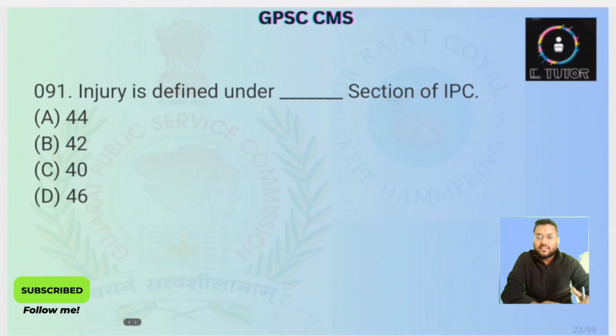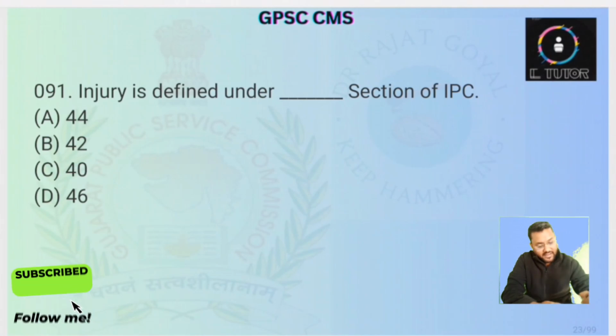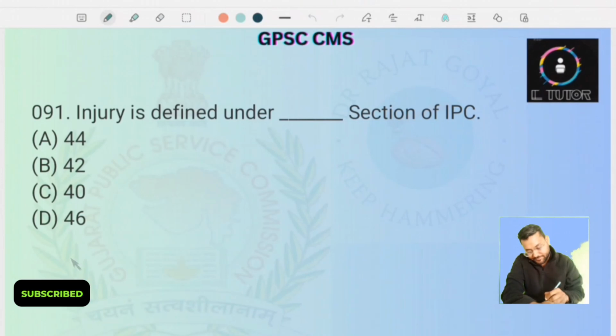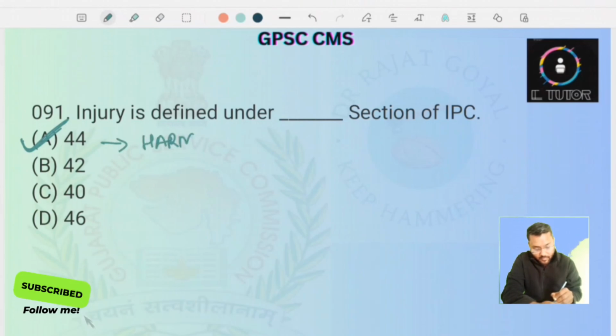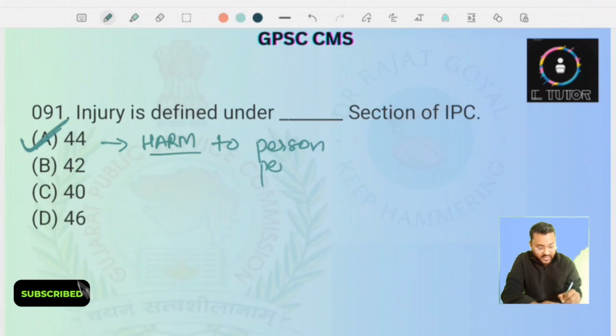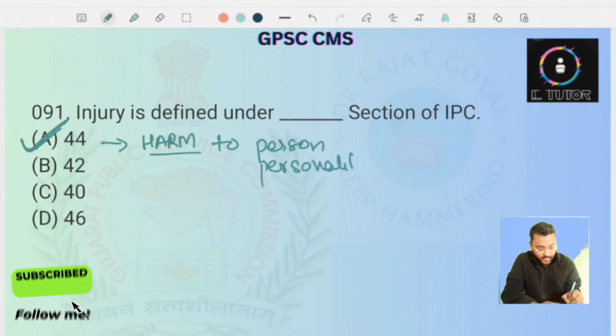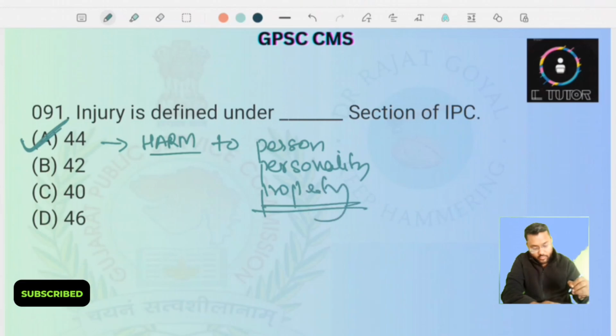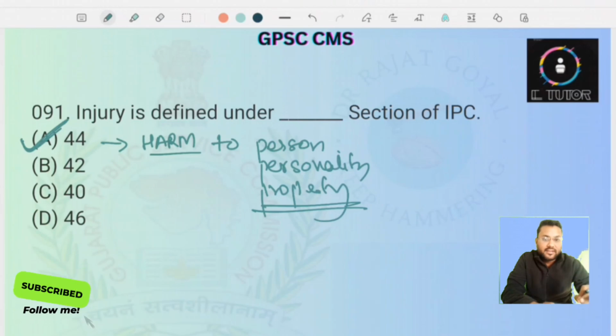So first question is: injury is defined under dash section of IPC. So this is a direct question. We know that injury is defined by 44 IPC. So injury can be harm to person, personality or property. So any of the harm from these is defined as the injury and it is considered under the IPC of 44.